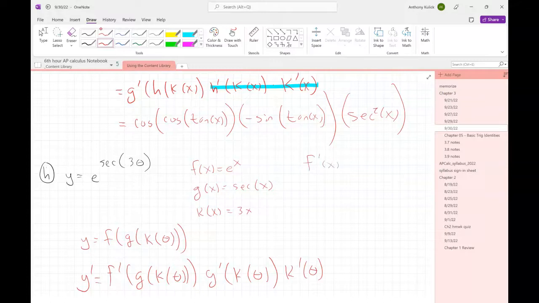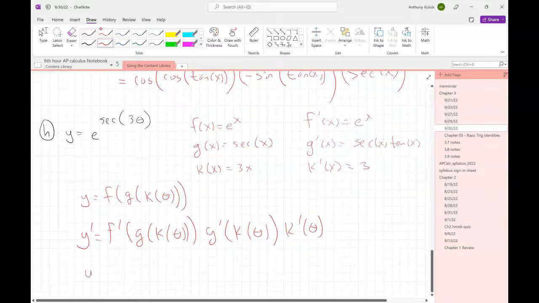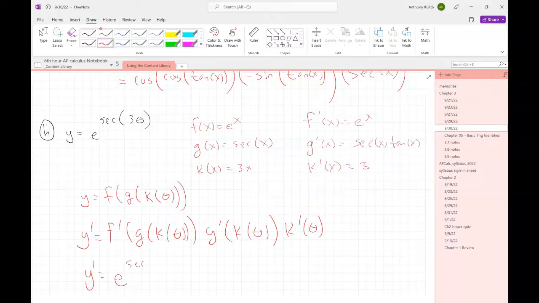So the derivative of f of x is e to the x. The derivative of g of x is, yeah, good job, secant x times tangent x. And the derivative of k is 3. Okay. So I'm going to have e to the secant 3 theta, and then secant 3 theta tangent 3 theta times 3.